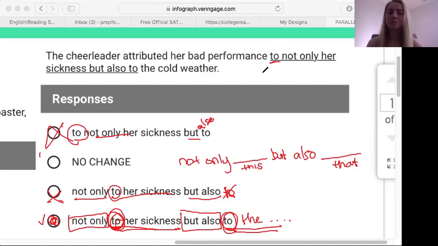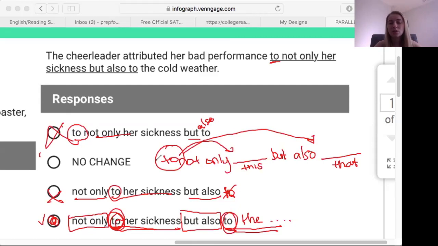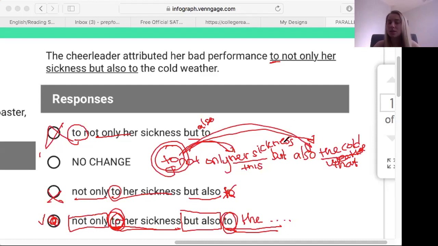And then the no change wouldn't work, because for the "to," think about it like the distributive property of math. If you're a little bit more math oriented, think about if I take the "to" out to the front, I could either put it to the front or distribute it to both portions of the sentence. So I could say "to not only her sickness, but also the cold weather." And that would be fine too if that was an answer, but we don't have that answer here. So it could either be out to the front or distributed to both portions of the sentence.